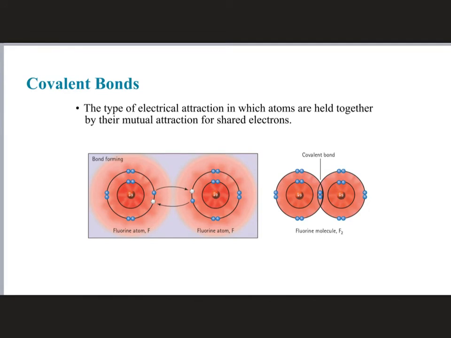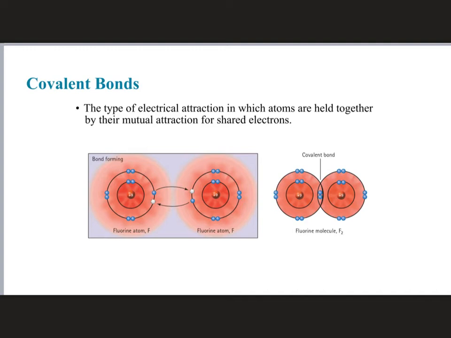Our next example of a chemical bond is what's called a covalent bond. In a covalent bond, what happens is two different atoms end up sharing some of their valence electrons. So let's see how and why this can happen.